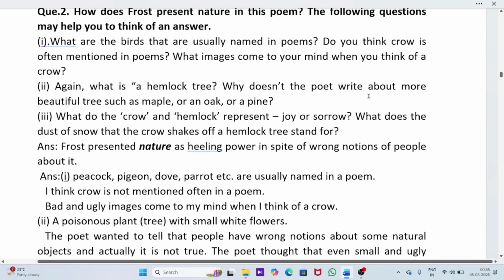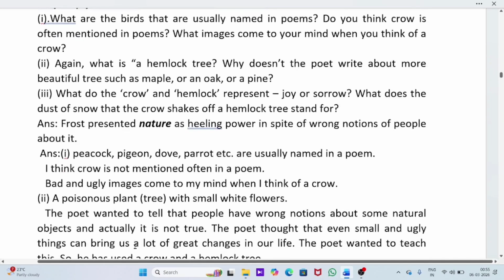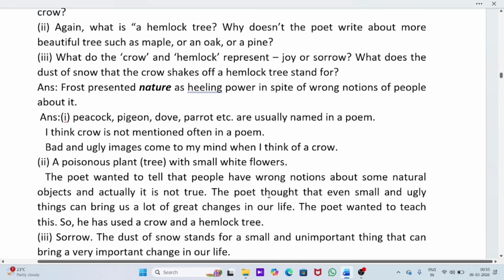Why doesn't the poet write about more beautiful trees such as a maple or an oak or a pine? The poet wanted to tell that people have wrong notions about some natural objects and actually it is not true. The poet thought that even small and ugly things can bring us a lot of great changes in our life. The poet wanted to teach this, so he has used a crow and a hemlock tree.